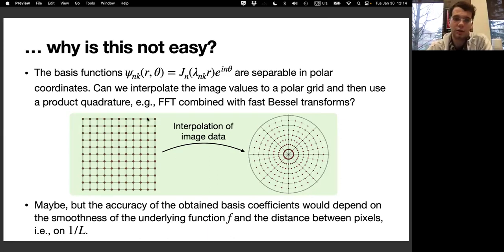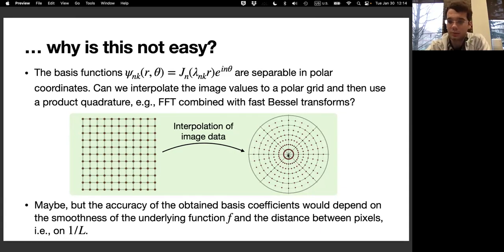Well, in our case, we can't do that straight away because the image that we get is actually given on a Cartesian grid like this. It's an actual image where typically you get pixels arranged in a Cartesian grid. So we can't just separate variables straight away. But then the next thing you might try is, if we have a Cartesian grid, why don't we just interpolate it onto a polar grid? So we go from here to here somehow, and then we can use a product grid.